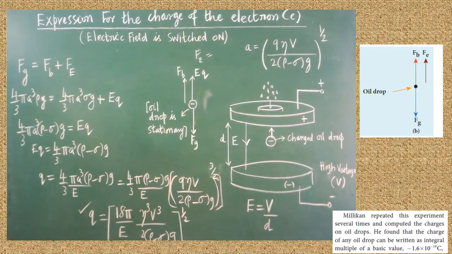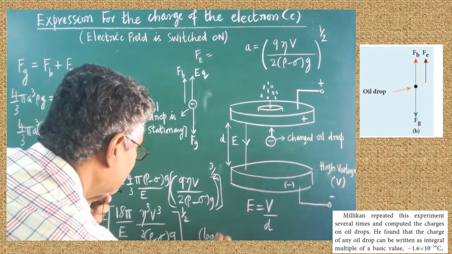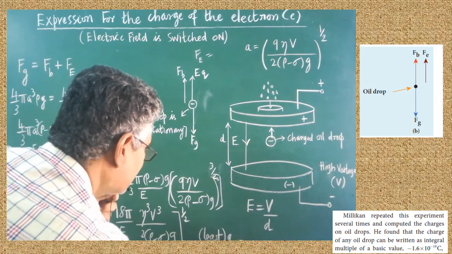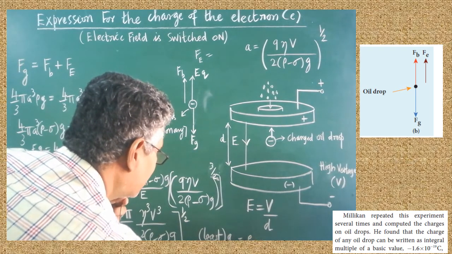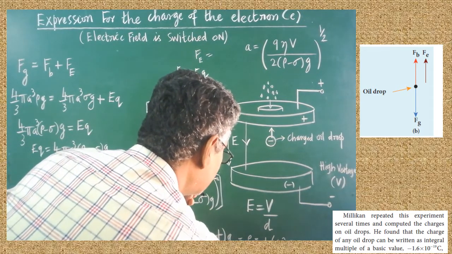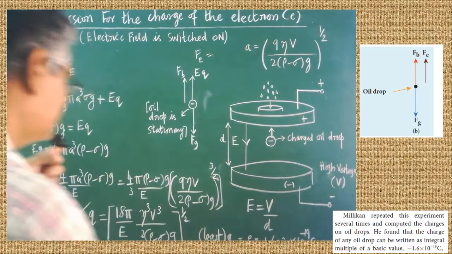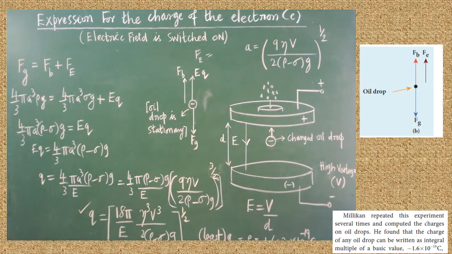Are you clear? That particular least value of Q is called the electron charge. The least value of Q must be taken as the charge of the electron. So the charge of the electron was finally found to be 1.602 into 10 to the power of minus 19 coulomb. So the electron charge cannot be found by a single method or in a single attempt. That process should be done several times.